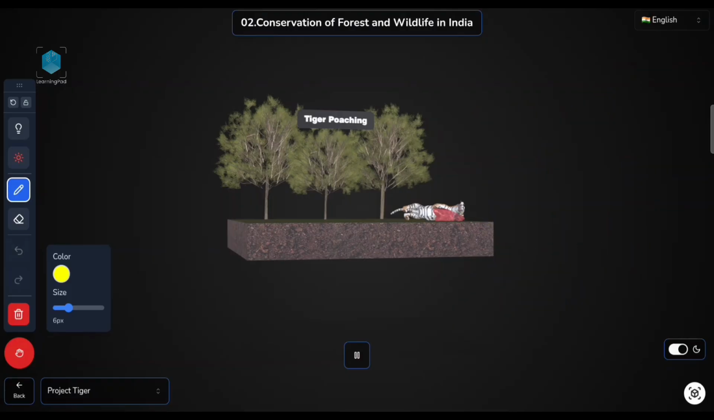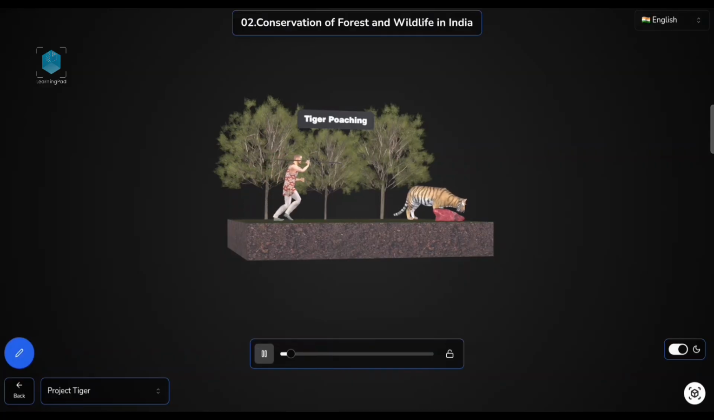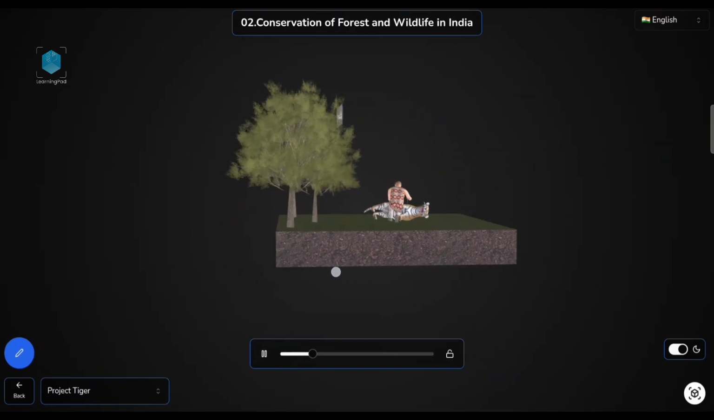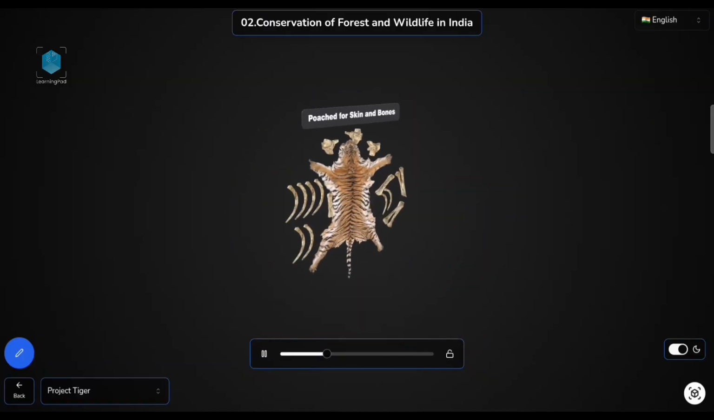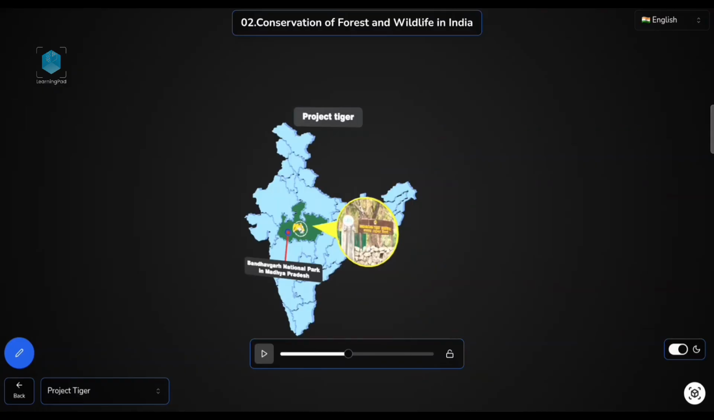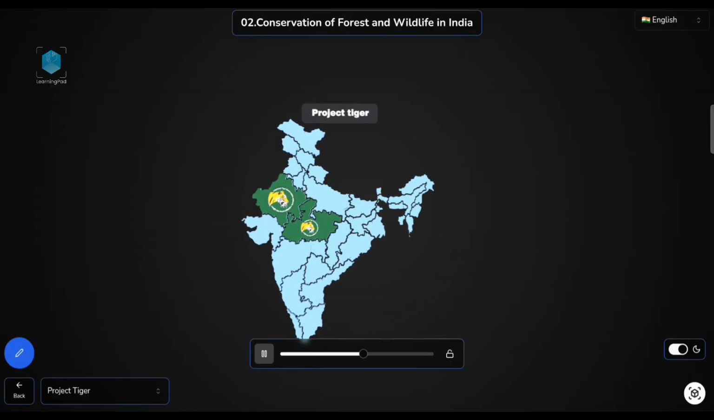So, let us learn what is Project Tiger now. The mission was very clear: to save the majestic tiger, our national animal, from disappearing forever. Special tiger reserves were set up across the country. Poached for the skin, bones and all these things. There are different parts I am showing on the screen. Wildlife sanctuaries, in order to protect the tiger.